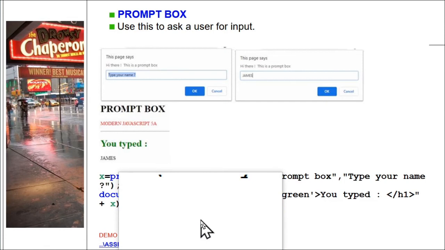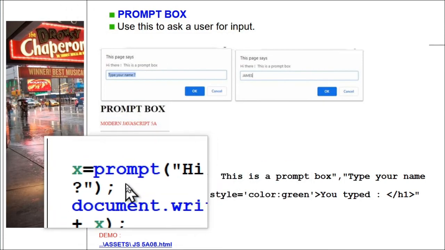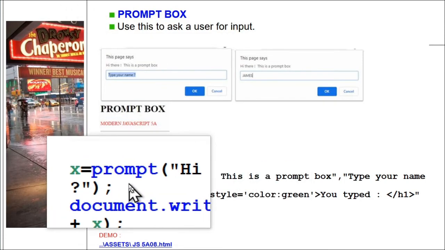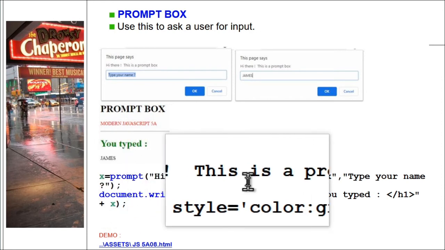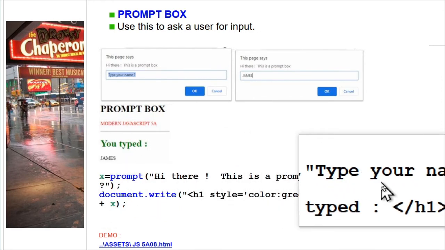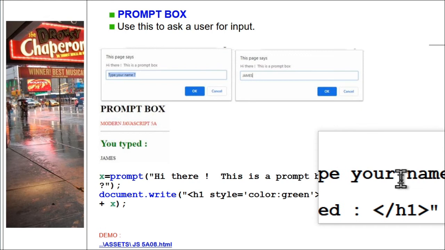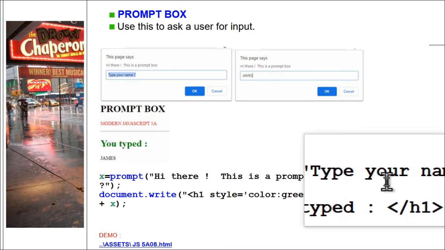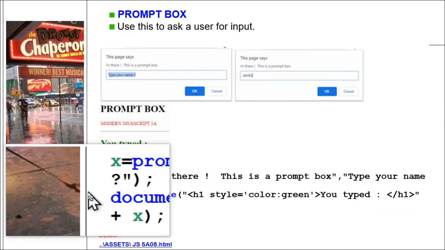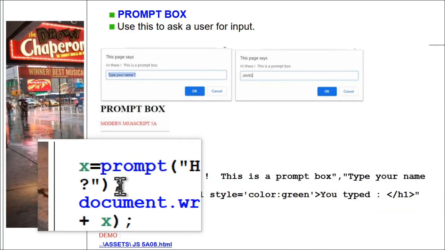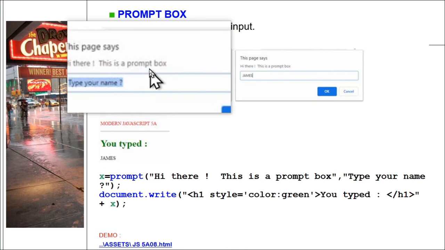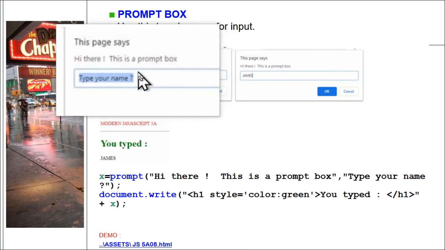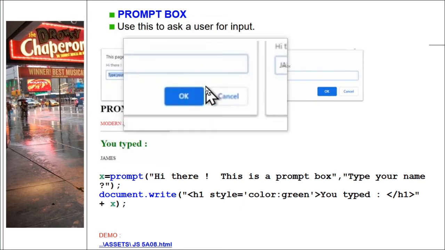So let's go over that again. We have x equals prompt, that's your dialog box, hi there, that's the message, and then we have the help, the instructions on what to type into the field, type your name. Then the user types in their name, James. That's your prompt box, hi, this is a prompt box. Type your name, click OK or cancel.